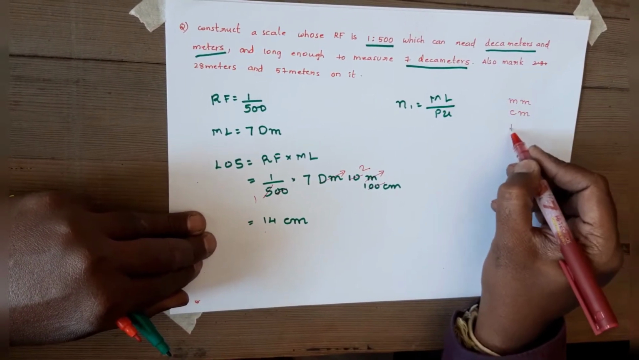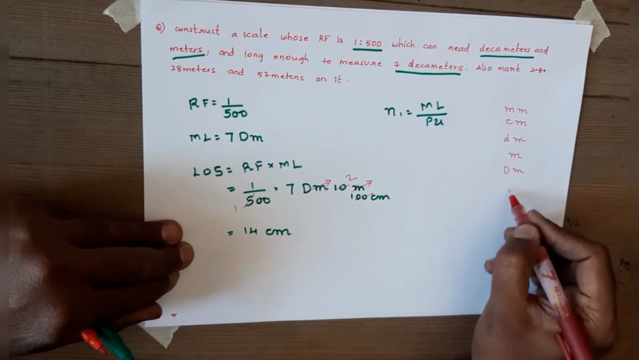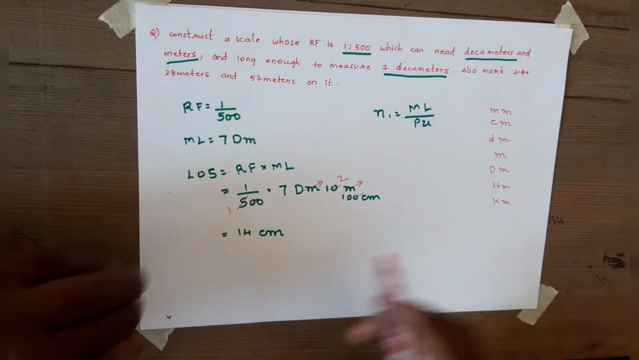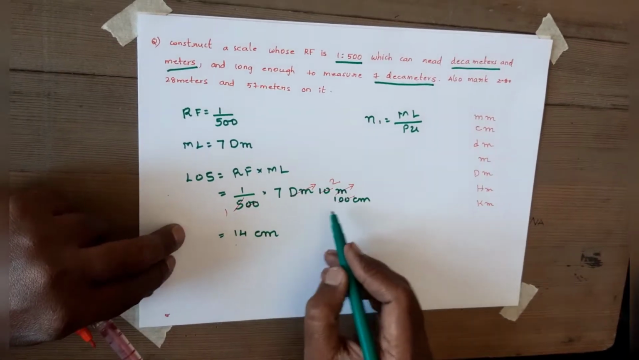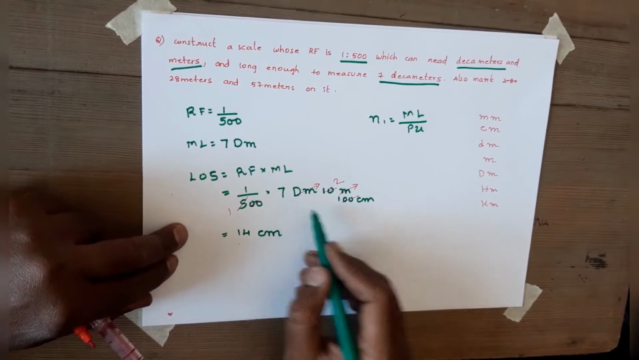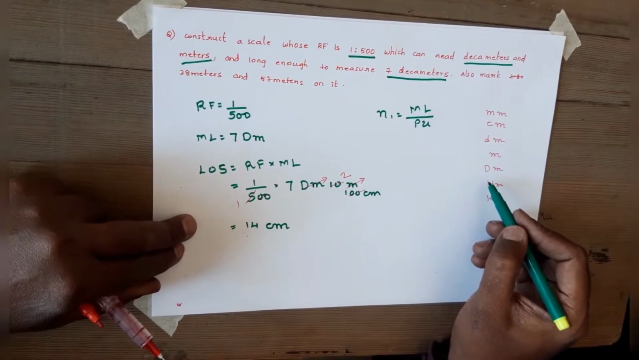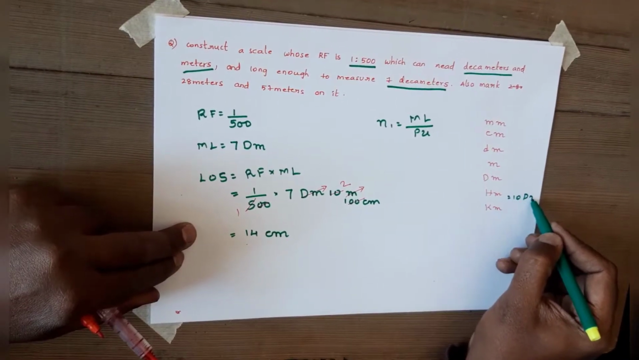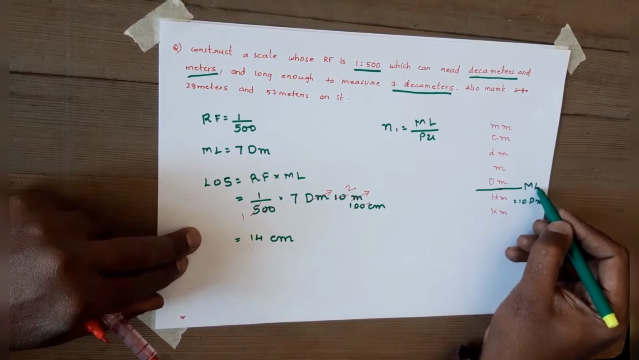Centimeter, decimeter, meter, decameter, hectometer, kilometer. Now among these, which one is the maximum length, sir? 7 decameters. 7 decameters means it is more than 1 decameter but less than 10 decameters, because hectometer is nothing but 10 decameters. So it is in between this. So here it is your maximum length.